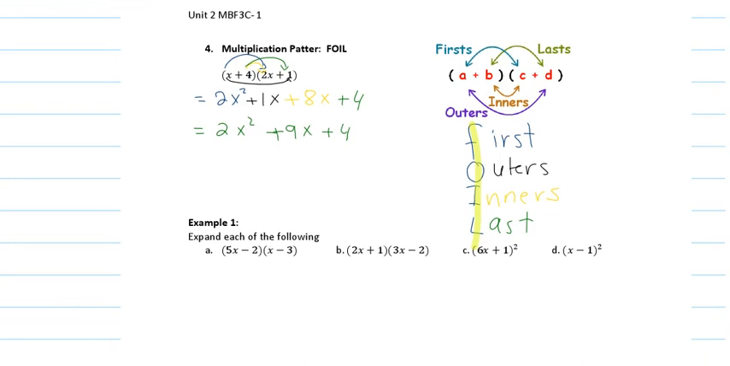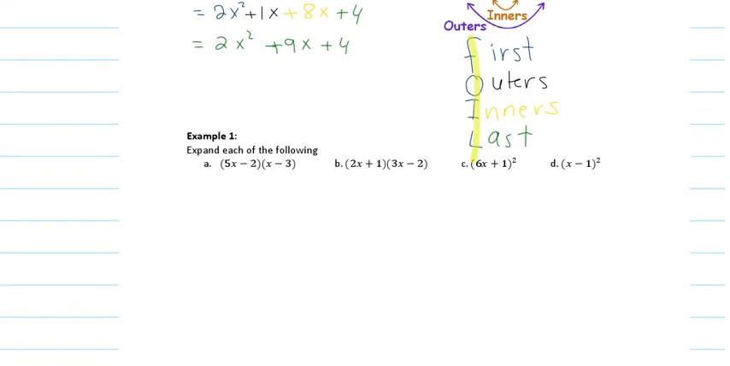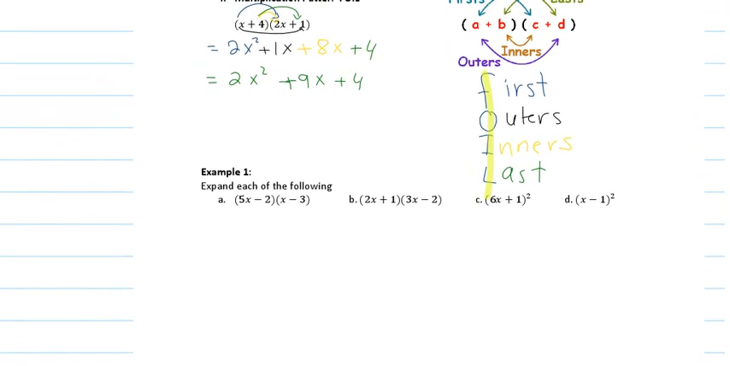Okay. So let's do the first example. I have 5x minus 2 multiplied by x minus 3. What do I do first? 5x times x. That's right. So 5x times x, my first. What does that give me? 5x squared. And then 5x times negative 3. What does that give me? Negative 15x.